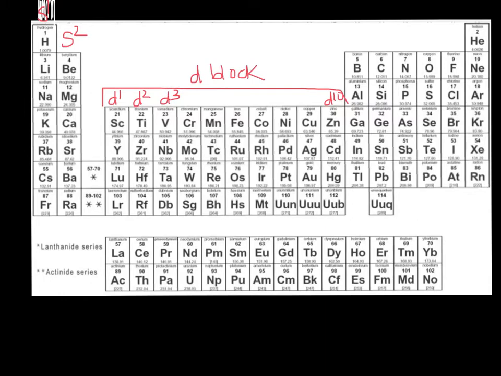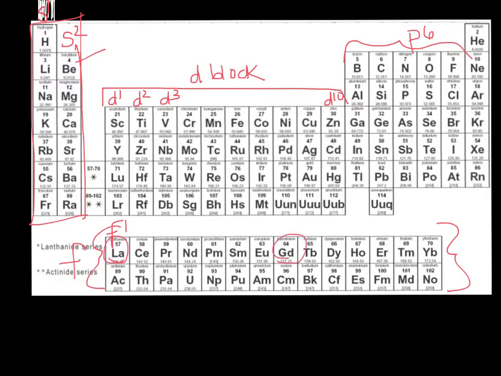Notice it's exactly 10 wide, which makes sense because d holds exactly 10 electrons. s was 2 wide because s holds exactly 2 electrons. This over here is called the p block. It's 6 wide because p holds 6 electrons. And finally, this down here is the f block, and since f holds 14, it's 14 wide. Everything in this one ends with f1. Everything here would end with 1, 2, 3, 4, 5, 6, 7, 8, so this would end with f8.